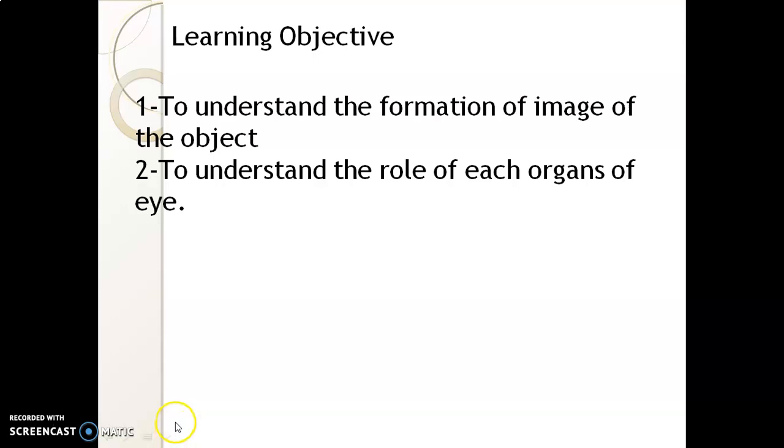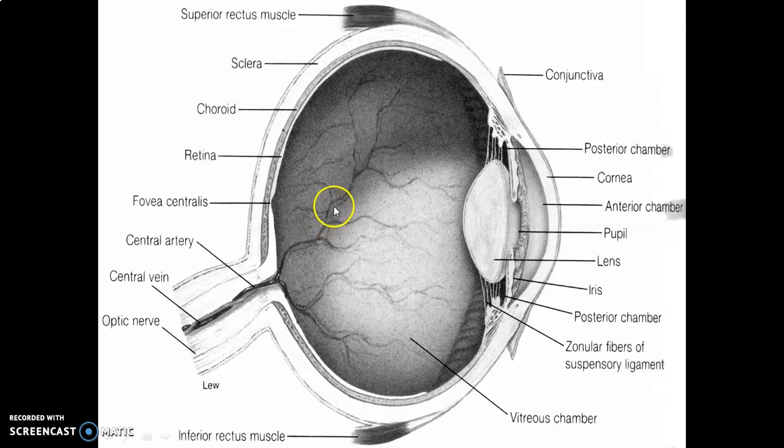The learning objective of this experiment is to understand the formation of the image and the object, and to understand the role of each organ of the eye. These are the learning objectives of our experiment.